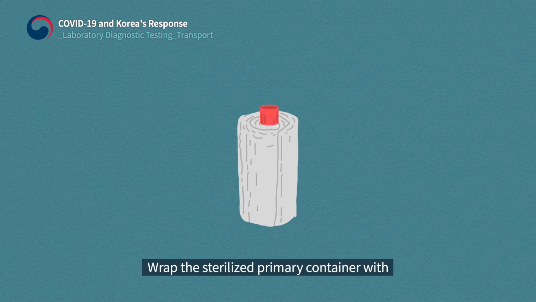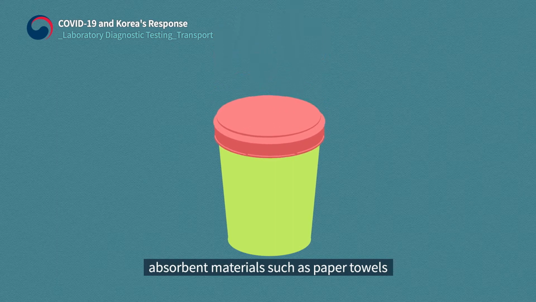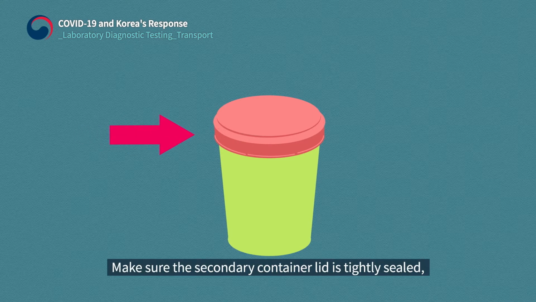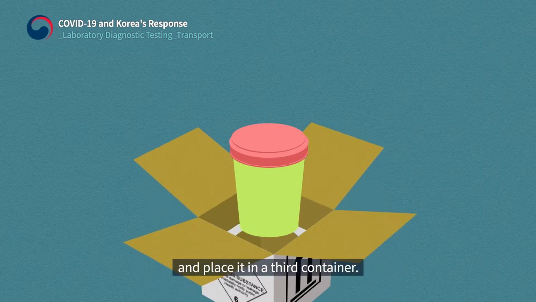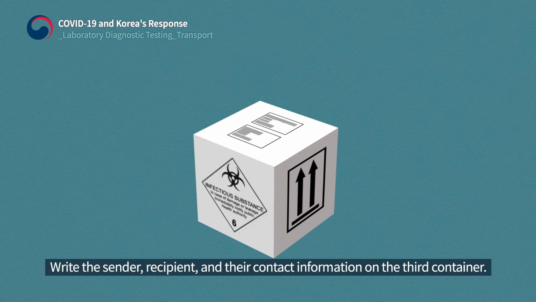Wrap the sterilized primary container with absorbent materials such as paper towels and place it in a secondary container. Make sure the secondary container lid is tightly sealed and place it in a third container. Write the sender, recipient, and their contact information on the third container.